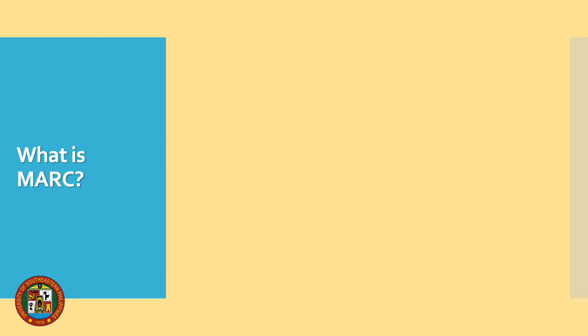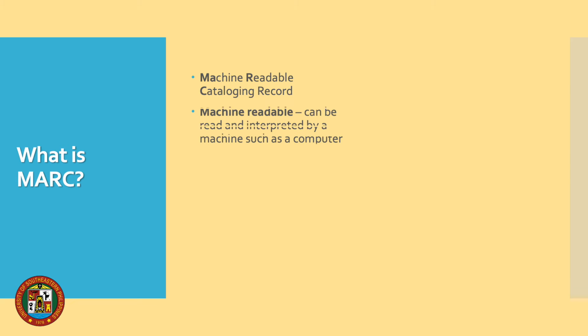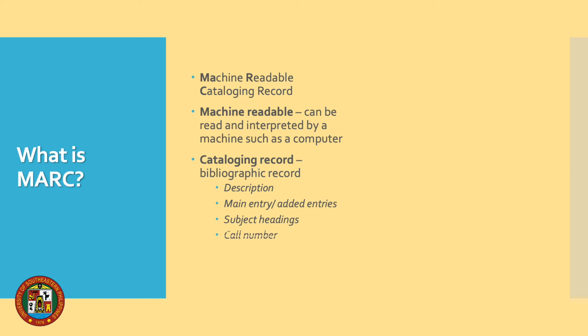What is MARC? It is an acronym for Machine-Readable Cataloging Record. Machine-readable means it can be read and interpreted by a machine such as a computer. Cataloging record simply means bibliographic record, which includes description, main entry or added entries, subject headings, and call number. So why do we need MARC?